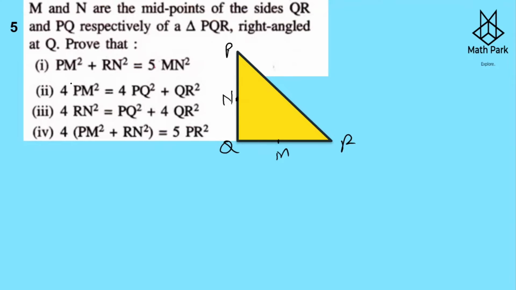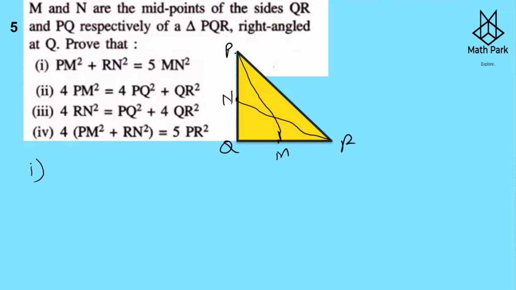You are supposed to prove PM square plus RN square is equal to 5MN square. So let me join this PM square plus RN square. I'm joining this RN.